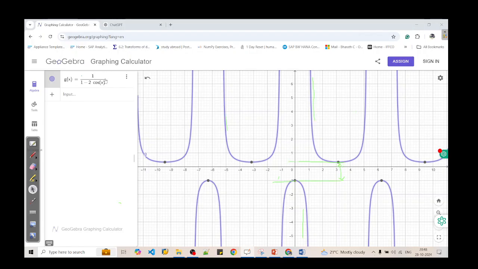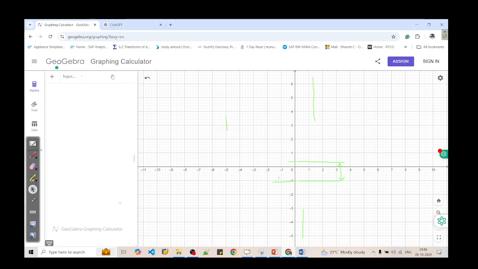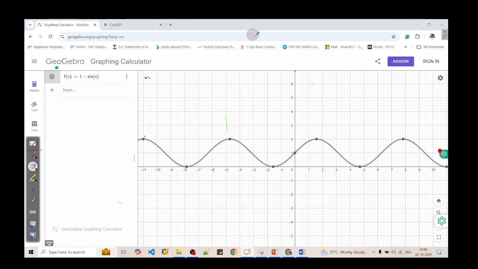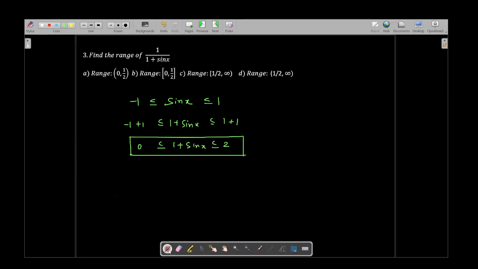We can verify in the graph plotter. Plotting 1 plus sin x, you can see here the range is 0 to 2. The minimum value is 0 and the maximum value is 2. Now we have to take the reciprocal. Before I take the reciprocal, I'll write it separately: 0 less than or equal to 1 plus sin x, and 1 plus sin x less than or equal to 2. Now I take the reciprocal.